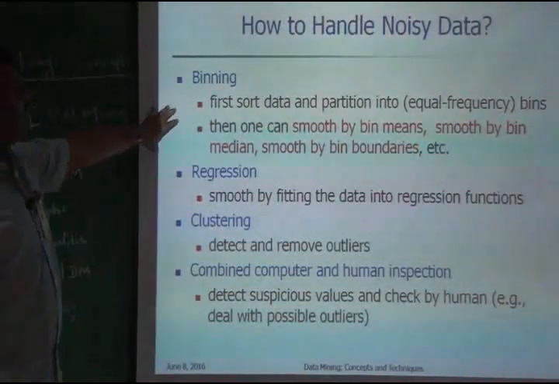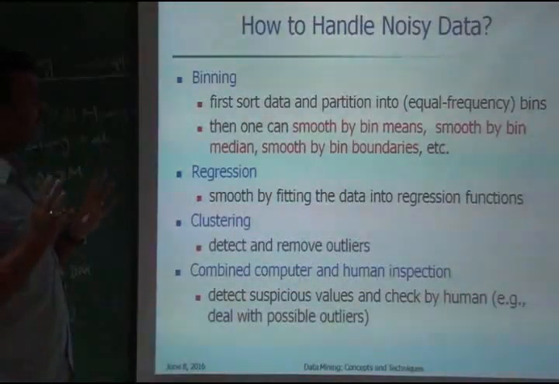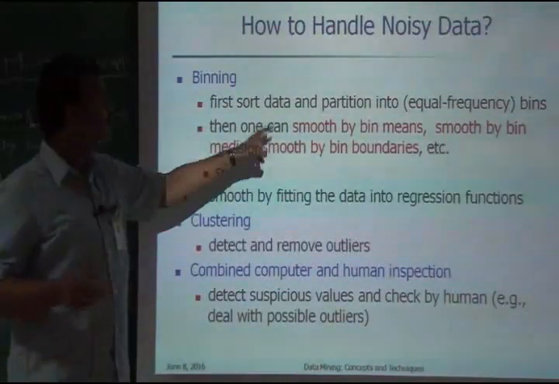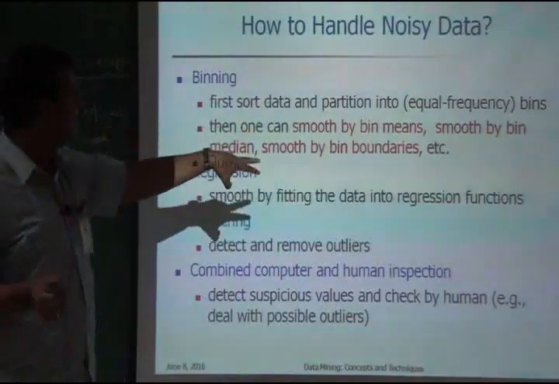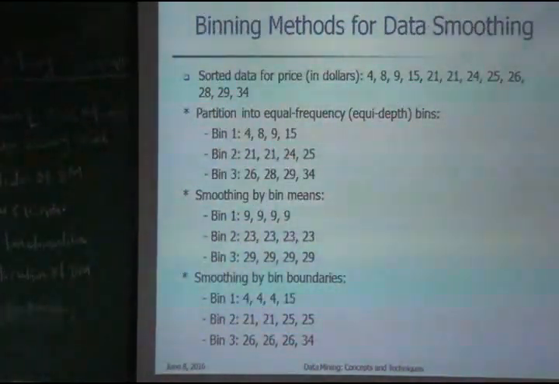First we are going to sort the data, then we are going to partition the data into equal intervals. Then one can smooth by bin mean, smooth by bin median, and smooth by bin boundaries. Okay, what do you mean by smooth by bin mean?